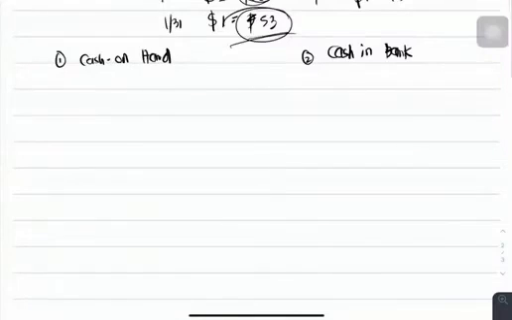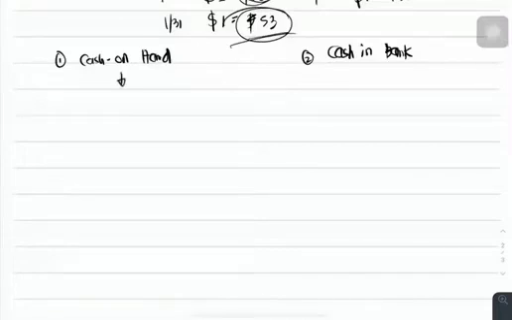What is your cash on hand? Cash on hand is your money on hand, or the money in the entity's premises, in your cashier registers. Those are cash on hand. While cash in bank is money deposited in the bank. Now for cash on hand, we do not have a problem.